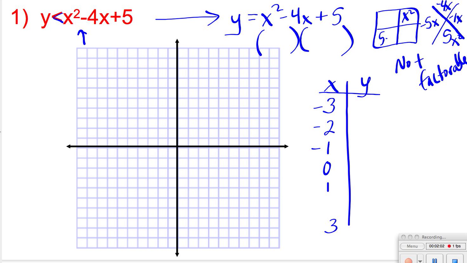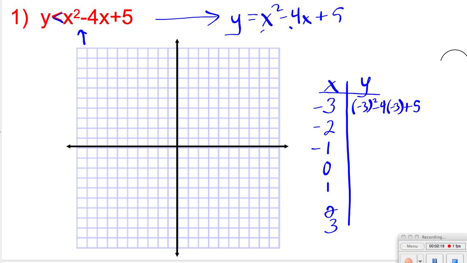So typically with parabolas, you have to do a wide range, like 3 to negative 3 would be a good idea. We can always add more numbers to our table eventually if we need to. So we're going to plug in negative 3: negative 3 squared minus 4 times negative 3 plus 5. So we're plugging it into the original rule that we have written, because it was not factorable and not easy to graph that way. So let's see when I do that math. I get a big number. Hold on. Got to do that in my head. So 9 plus 12 is 21, plus 5 is 26.